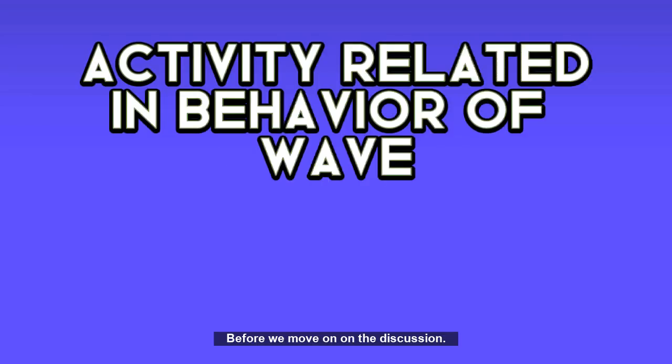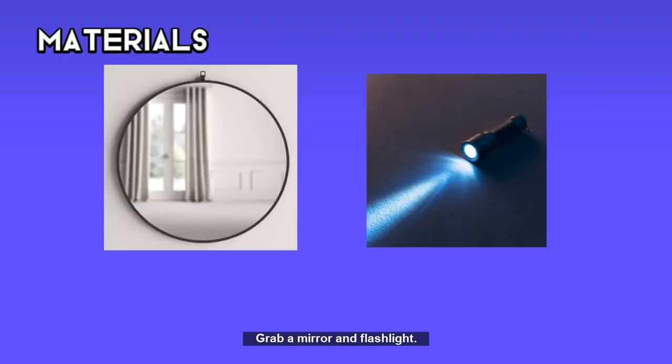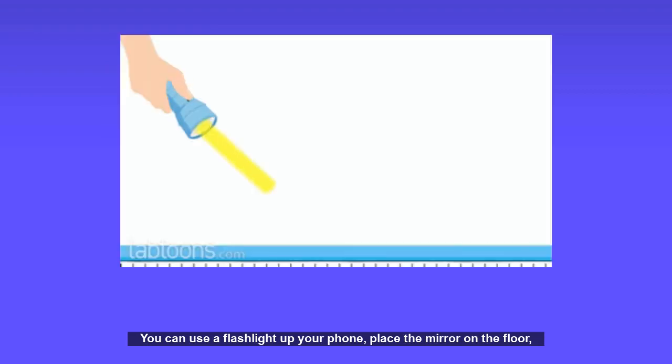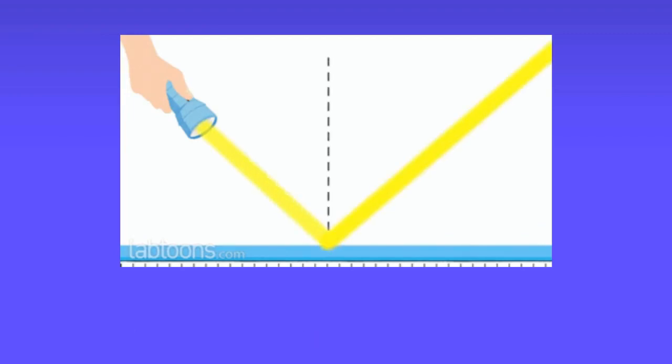Before we move on to the discussion, let's have a quick activity related to the behavior of the wave. Grab a mirror and flashlight. You can use the flashlight of your phone. Place the mirror on the floor. Point your flashlight on the mirror and look at the ceiling of your house. What can you see?